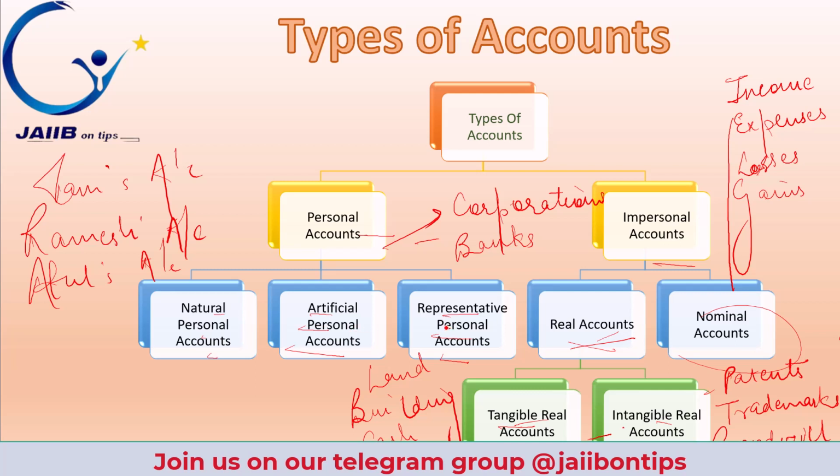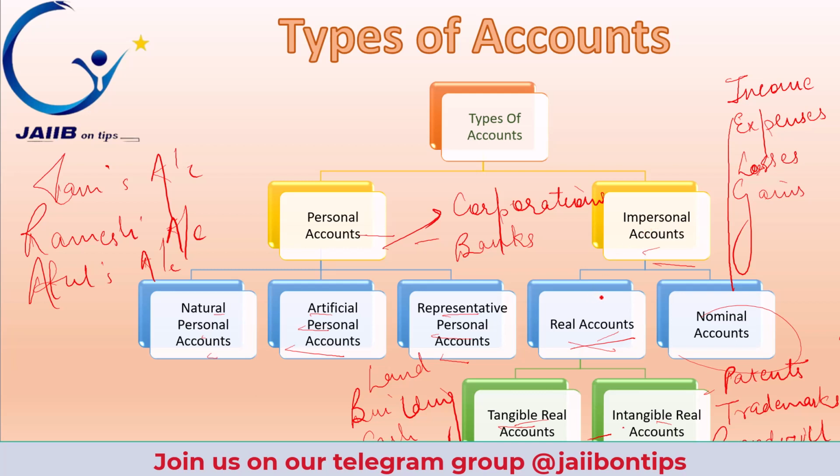Third one is representative personal account. We saw a rent outstanding account in that example. So let's take that example again. Imagine your business rents office spaces from different property owners. Instead of having separate accounts for each owner, you can group them together under rent outstanding account to track how much rent is owed to all the property owners collectively. Right. Next one is impersonal accounts.